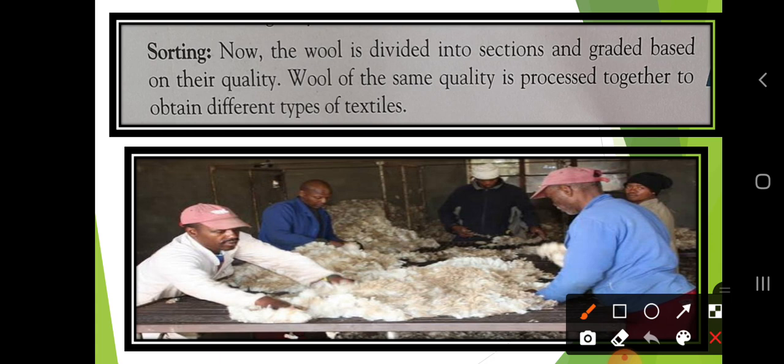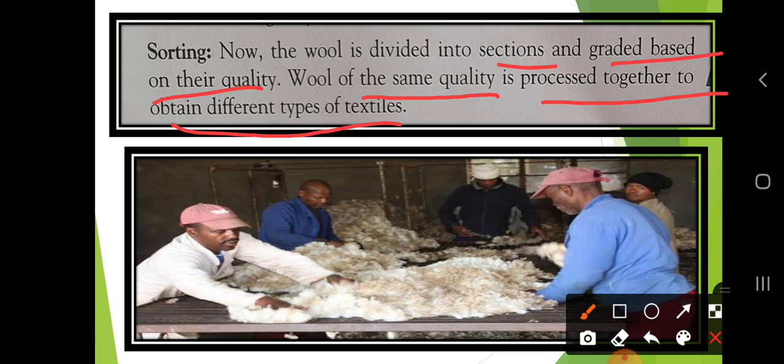So we need to sort it on the basis of sections, graded based on their quality. Wool of the same quality is processed together to obtain different types of textiles. So we need to sort it. How do we sort it? Largest to smallest, smallest to largest. Here we divide it on the basis of quality.